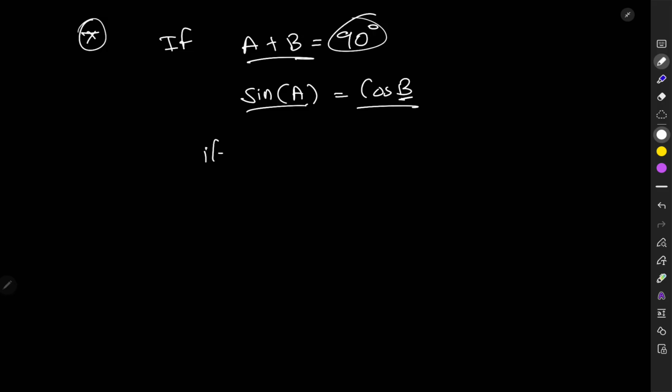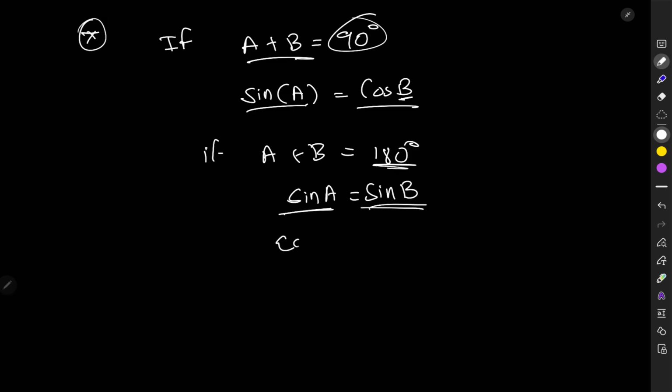Okay, if a plus b is equal to 180, sin a is equal to sin b. Remember, when it is equal to 180, sin a is equal to sin b, and cos a plus cos b is equal to 0. Okay, cos a plus cos b is equal to 0, and tan a plus tan b is also equal to 0.